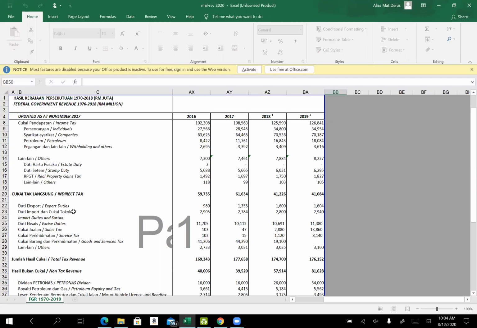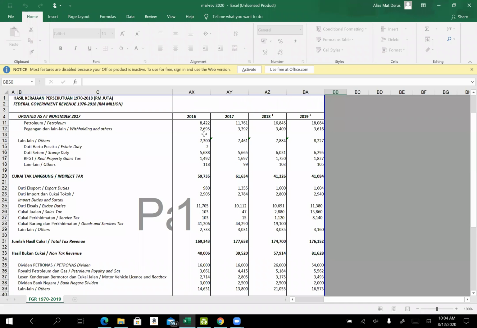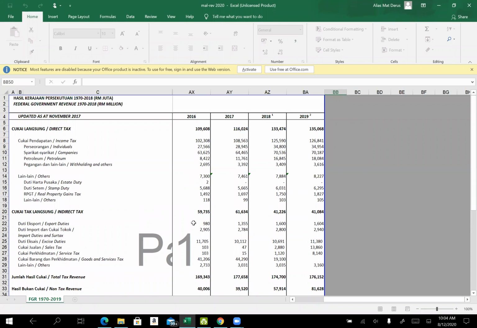If you look at the indirect tax, you have export tax, export duties. And then you have the excise tax, the sales tax, service tax, and other types of taxes. So you have export, import, and then you have the excise, sales tax, service tax. And the total is here for 2016 about 59.7 billion. And then the direct tax is about 109.6 billion. So direct tax, by far, is larger than the indirect tax.